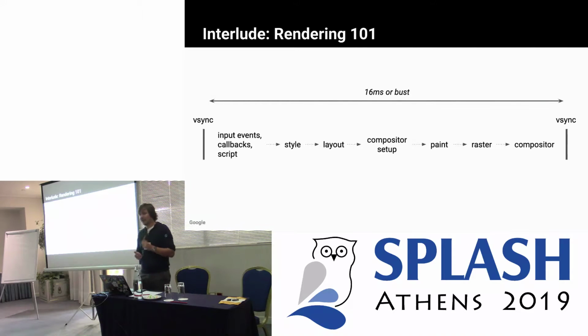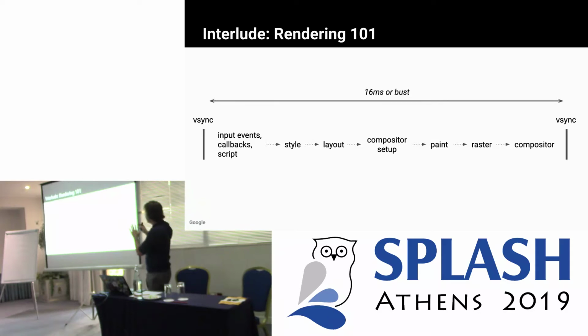All of this should happen in 16 milliseconds, or users will notice a performance problem. If you exceed that deadline, it will result in jank, which is a visual stutter. You can see it sometimes while you're scrolling that things are a little janky on the web page. This is when we exceed this deadline.